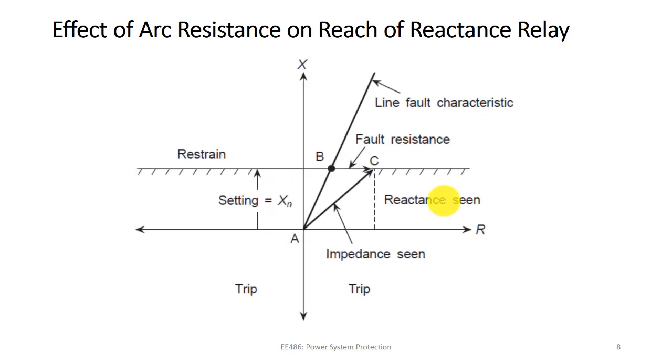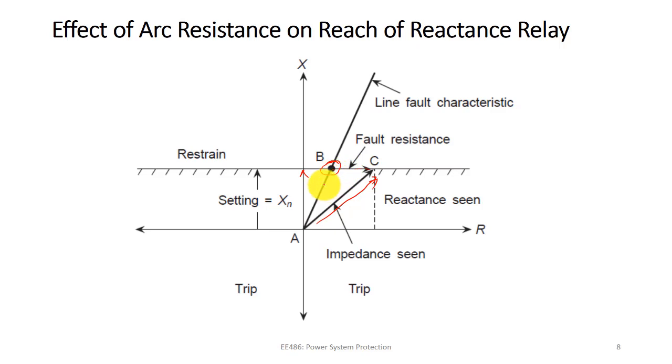Okay. So now we can see here that when there is a fault resistance at point B, the resistance will be added to the impedance seen by the relay, right? Now your impedance seen by the relay will be this, and the reactance seen by the relay for this particular impedance will be here, right? So that means at the boundary condition also there is no underreach problem, right? The reactance seen by the relay will be exactly matching with the set value. So there is no underreach problem, wherever it may be, right?